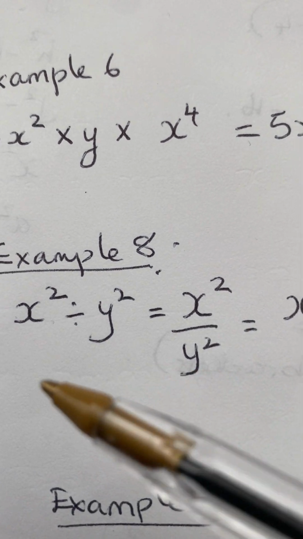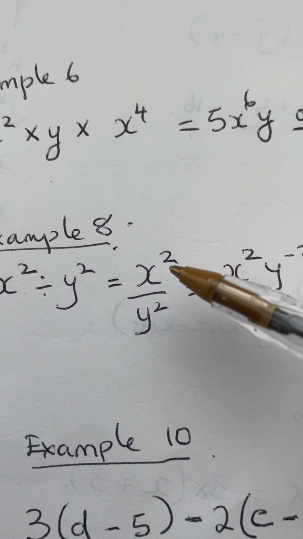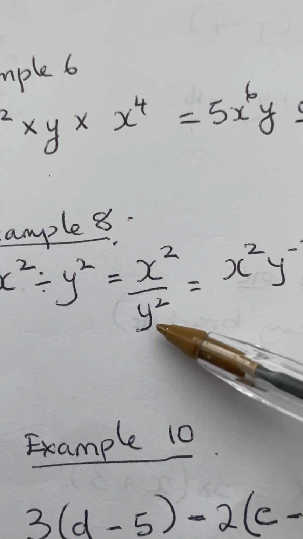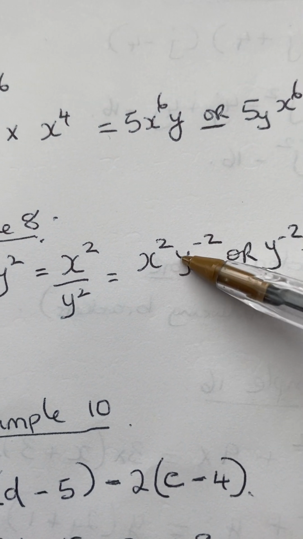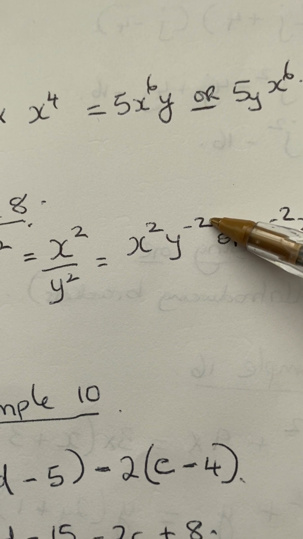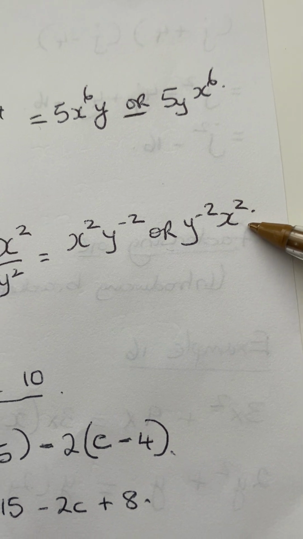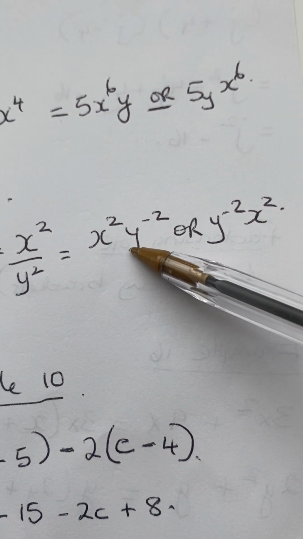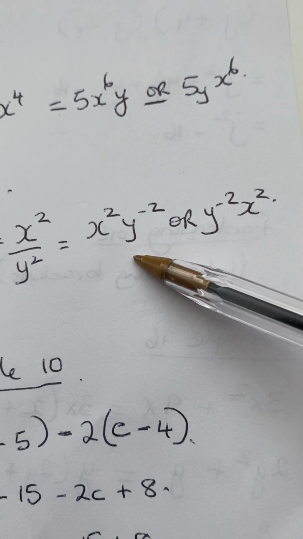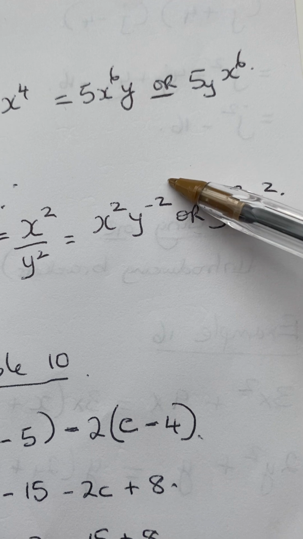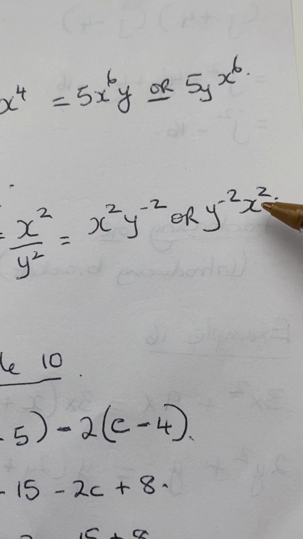Example 8. x squared divided by y squared. So you can write x squared divided by y squared, or you can write x squared y to the power minus 2, or y to the power minus 2 x squared. I said to you, it doesn't matter whichever variable comes first, as long as the powers are on the right variables, then that is okay.